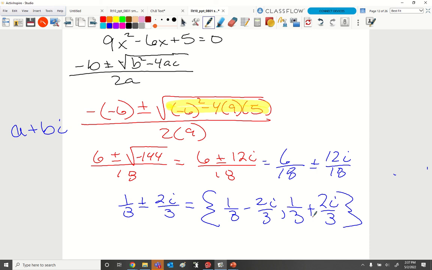All right, so I'm going to pause here. I'm going to give you time to practice this, and then I'm going to do the next example.